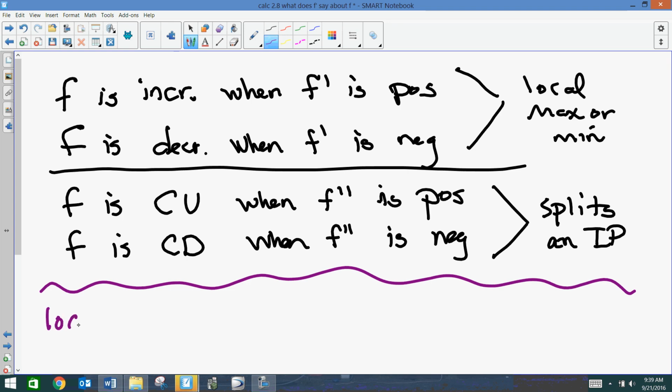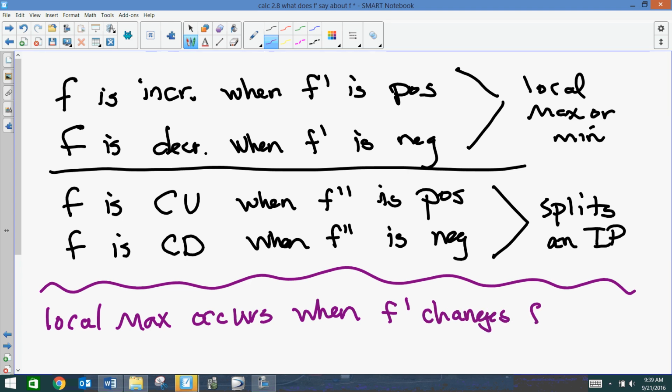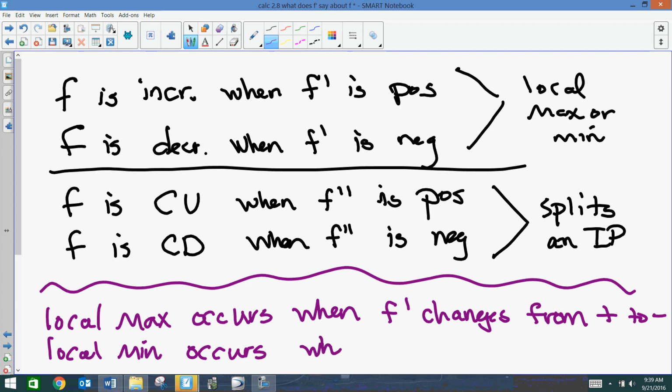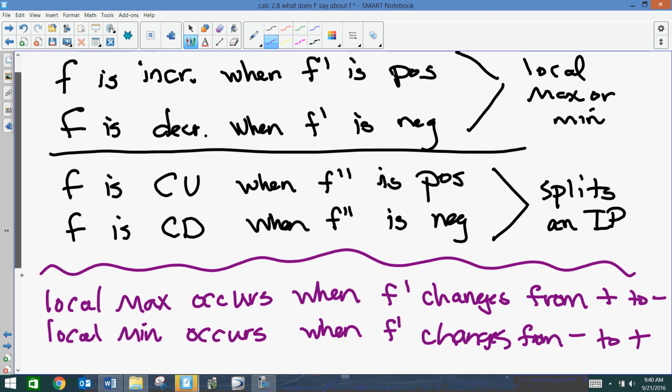A local max occurs when f prime changes from positive to negative. A local min occurs when f prime changes from negative to positive. All right.